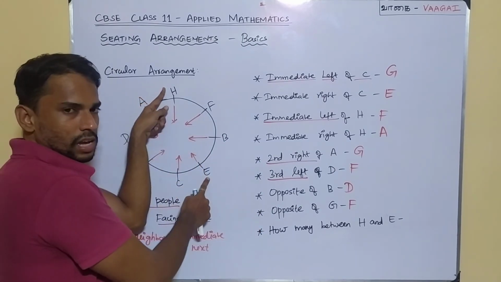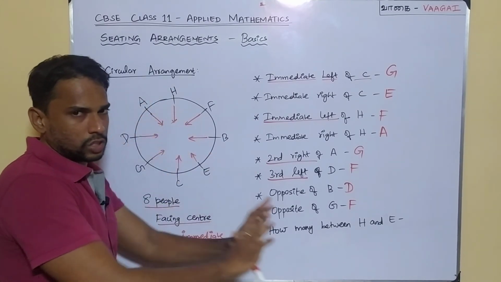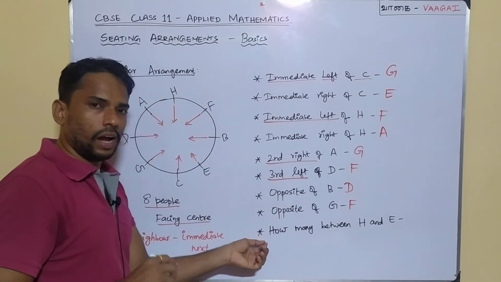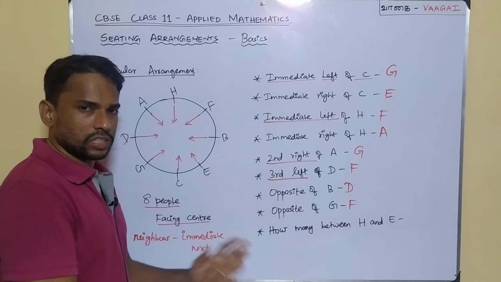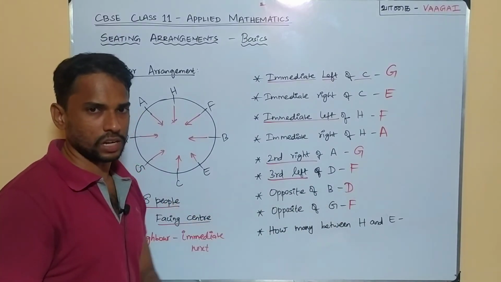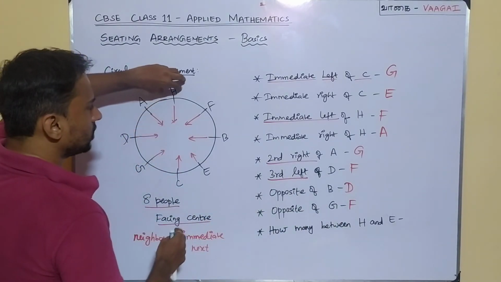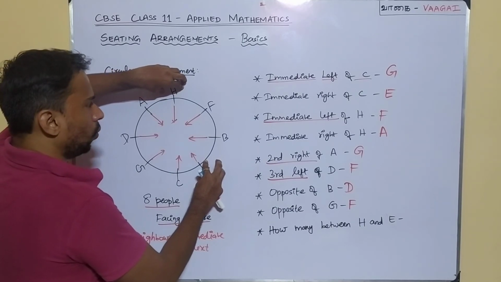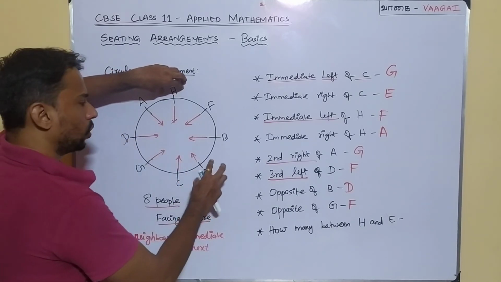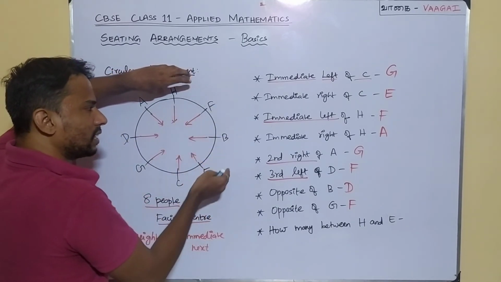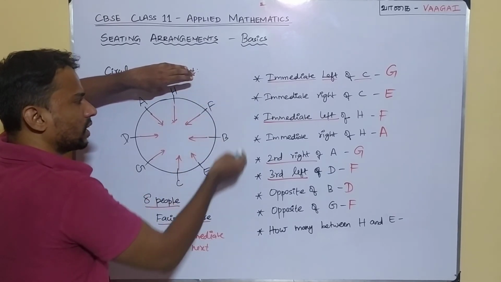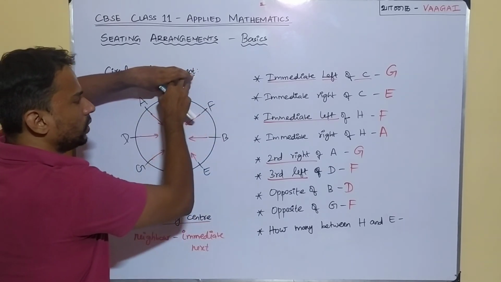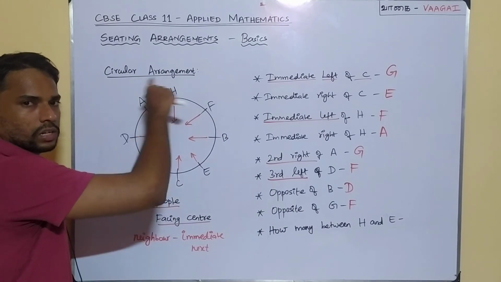Between H and E, how many people are there in between? They didn't ask anything specifically. They just asked how many people are between H and E. Now if you see, I can see H here and E here. I can count in two ways. One is clockwise, I can count from H. Clockwise means this direction, right?